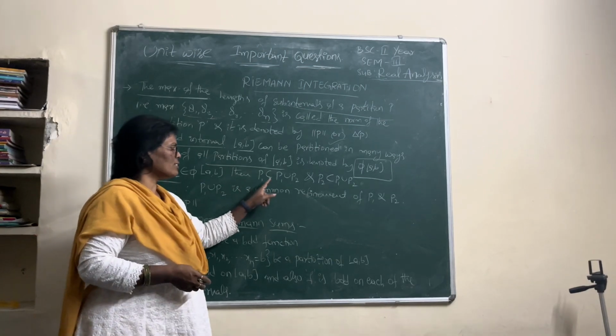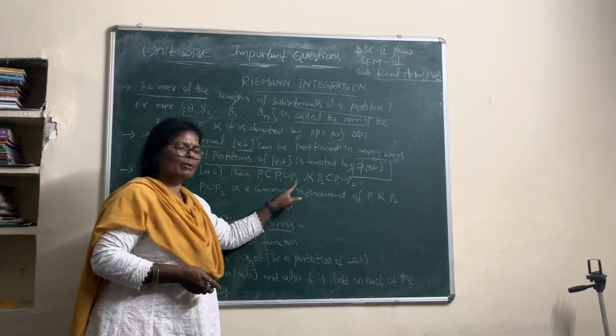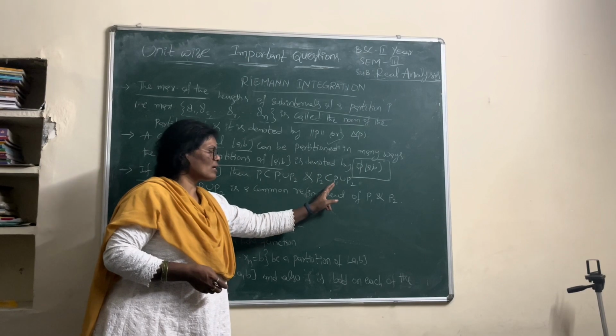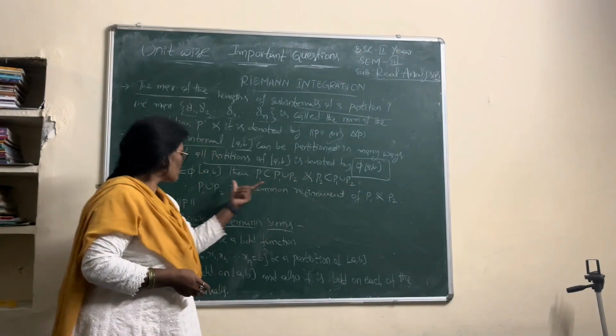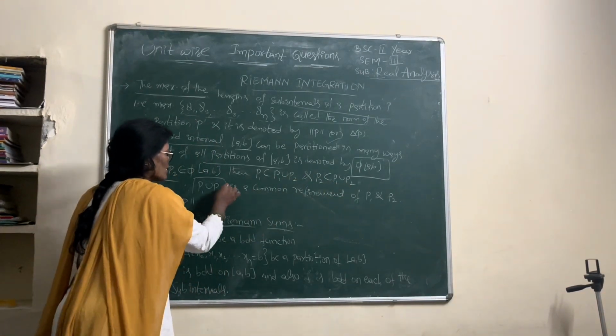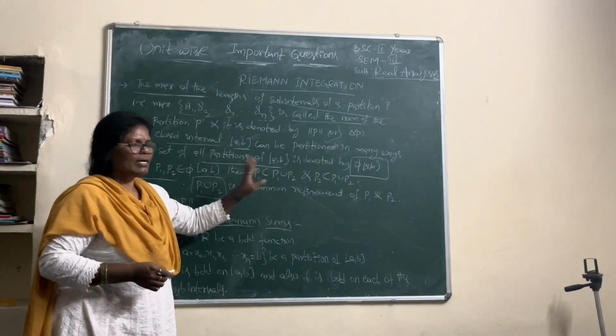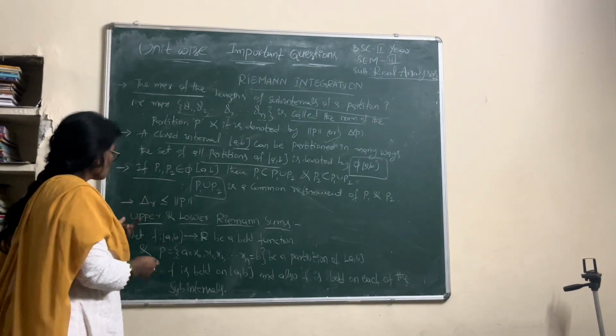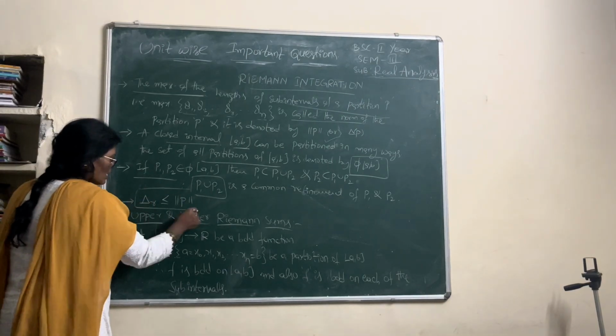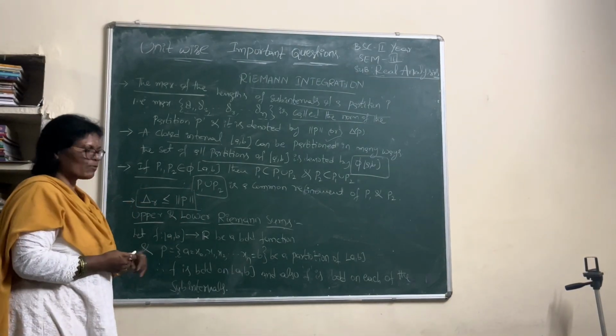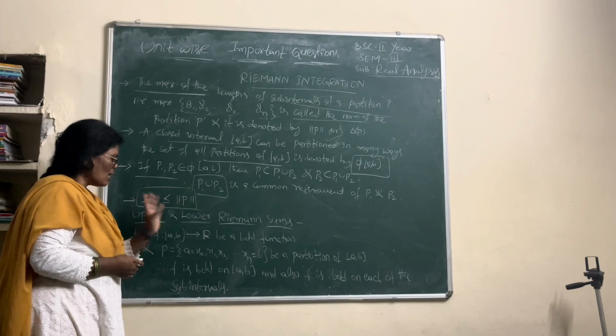Then P1 is contained in P1 union P2, and P2 is also contained in P1 union P2. This P1 union P2 is called the common refinement of P1 and P2. Okay, so here delta r is always less than or equal to the norm of the partition P.